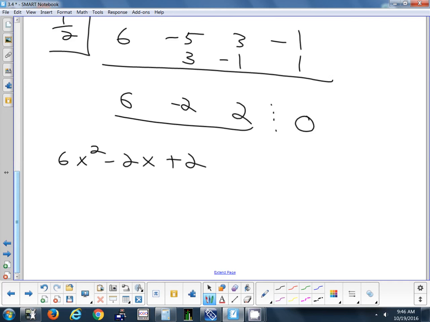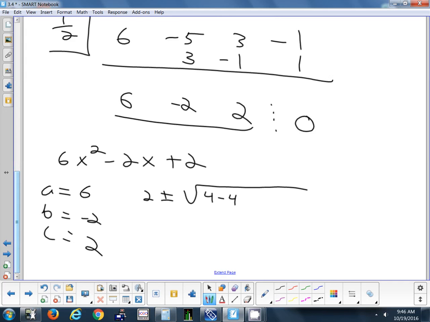So you've got 1 and 2. I don't think that's going to work. Okay, so we can try quadratic formula. So A is 6, B is -2, C is 2. But I think you'll probably see what's going to happen here. So we've got -b plus or minus the square root of b squared minus 4 times a times c all over 2a.